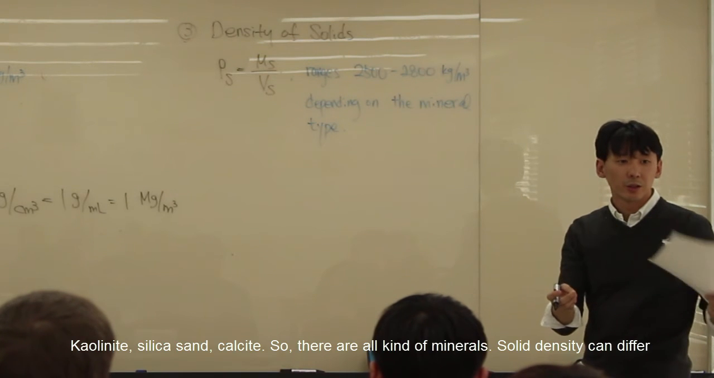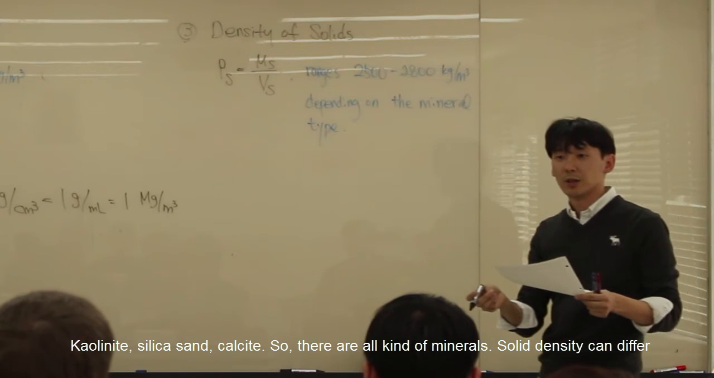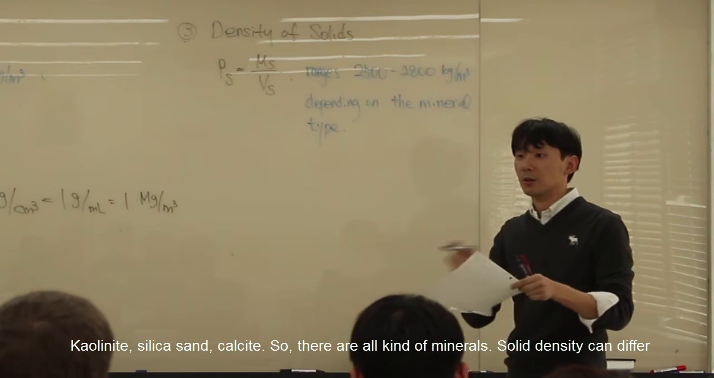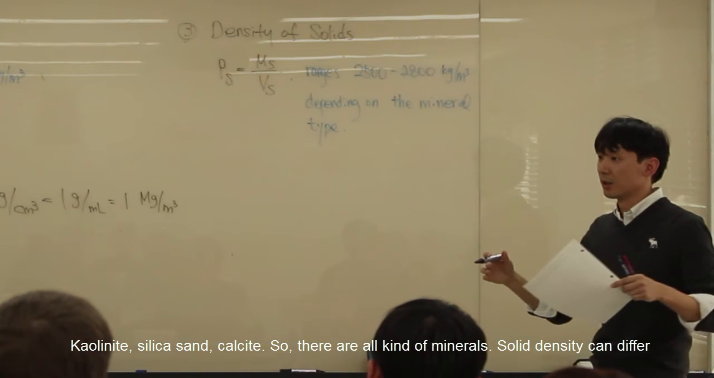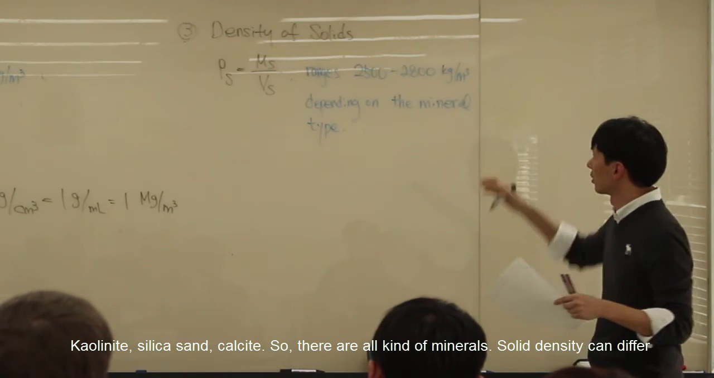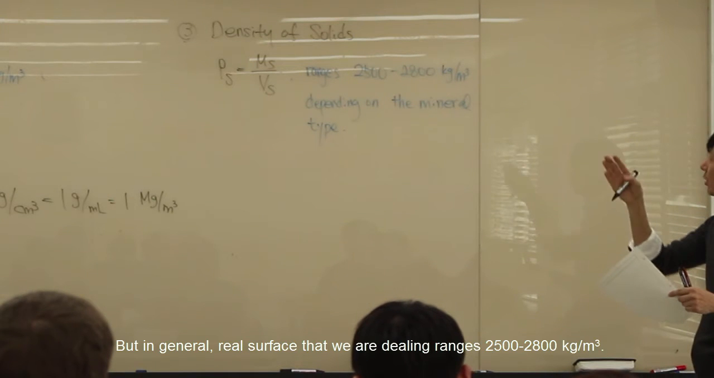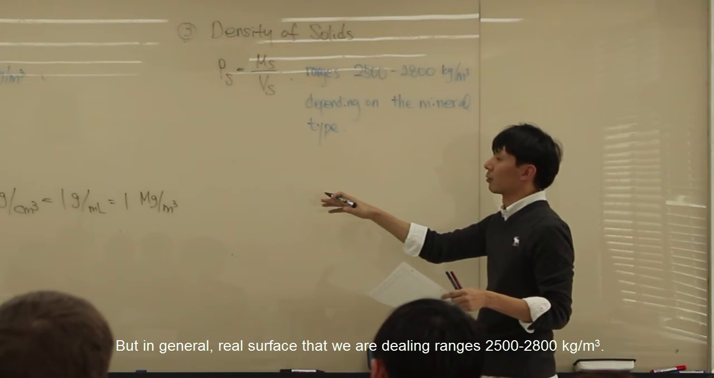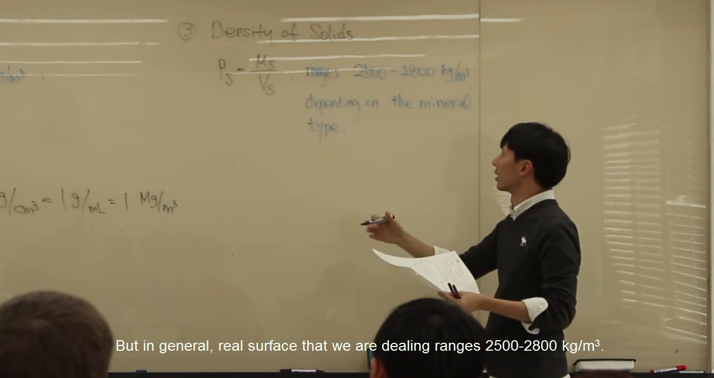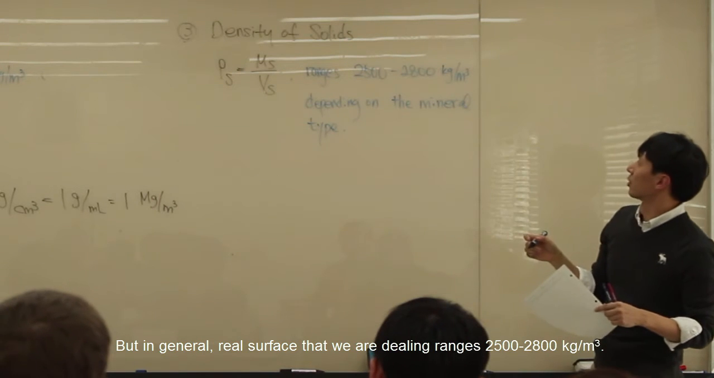Have you heard of kaolinite? Have you heard of silica sand? Have you heard of calcite? So there are all kinds of minerals that make up our earth, and depending on the mineral type, the soil density can differ. But in general, in the very near surface that we are dealing with, it ranges from 2500 to 2800 kilograms per cubic meter.